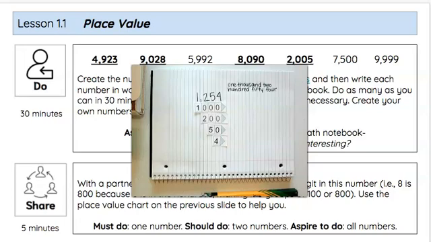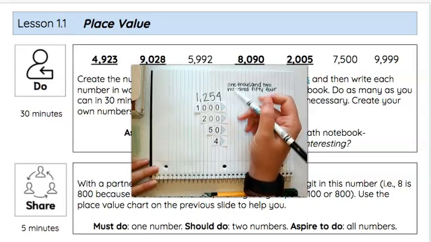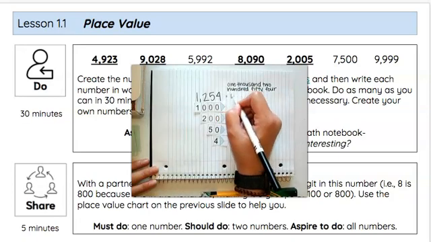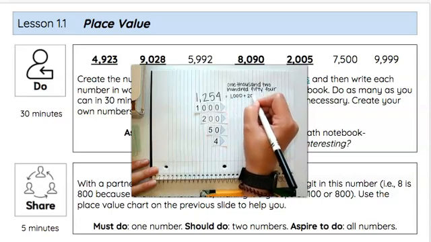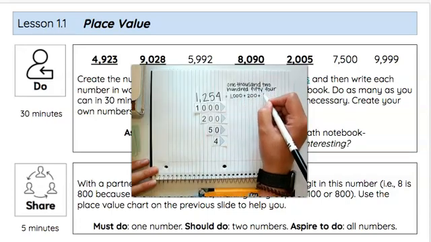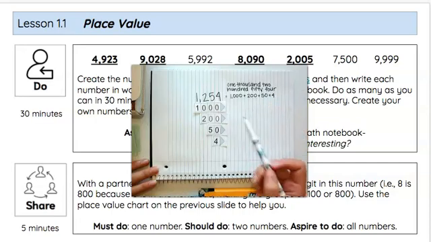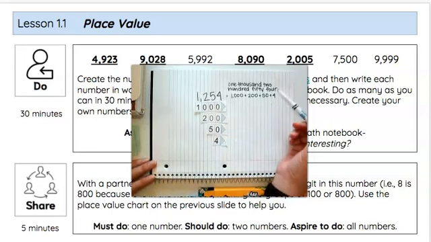Expanded notation is when we expand a number into its original form. So for 1,254, expanded notation would be 1,000 plus 200 plus 50 plus 4. And you can see I got these numbers from our place value arrow cards, which we use to name our number.